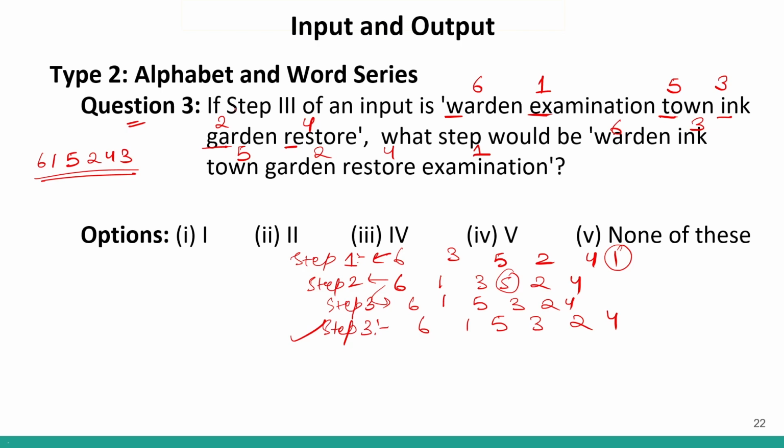This is given to us already. This is the third step. So if this is the third step, this will be step 1, which is given in option number 1. So option number 1 will be the correct answer to this question. Clear? Okay.